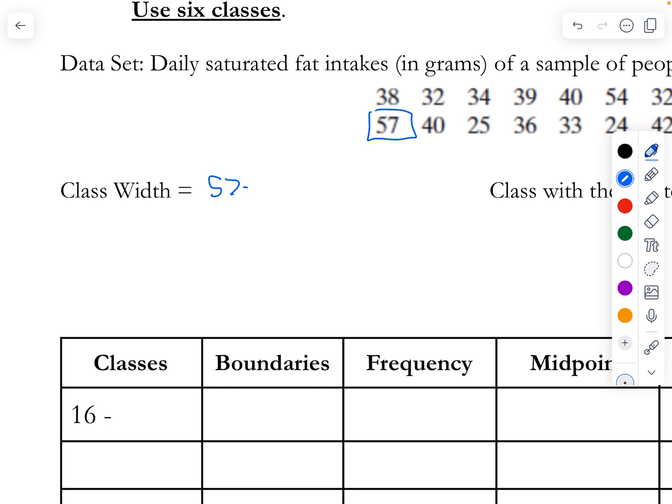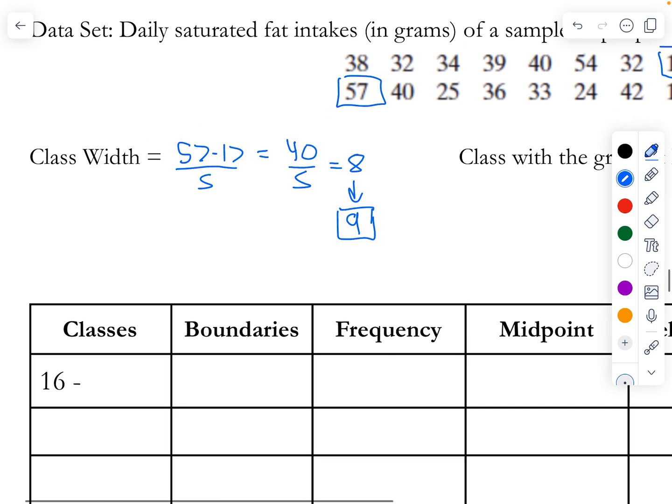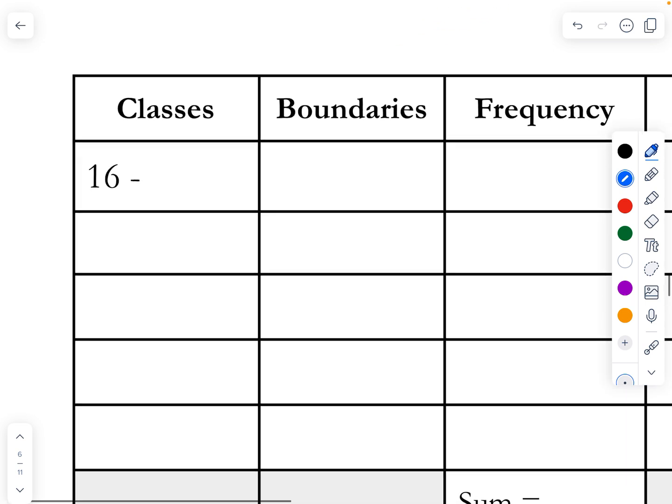So we'll take 57 minus 17. We get 40. We're going to divide that by 5 to get a class width of 8. However, I want to take that and round it up. And the reason I round it up is because if I don't, I might not have big enough classes to reach the greatest values in the data set. So 9 it is. All right. Remember, the class width is the distance between the lowers, the uppers, the midpoints, the boundaries, etc.